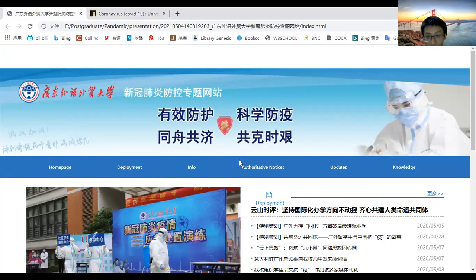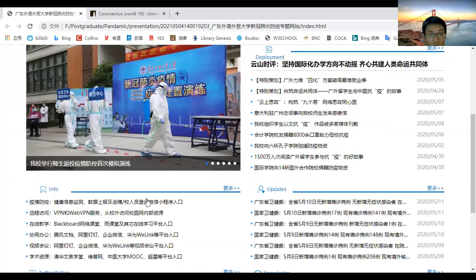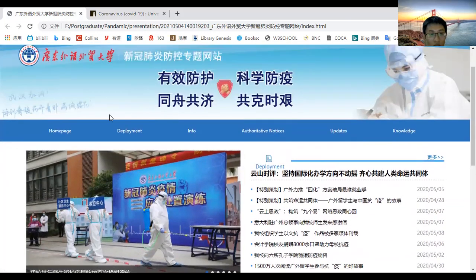While the authoritative notices is mainly about the notices and policies published by authoritative institutions, such as the government and official media. The updates is mainly about the spread and other kinds of information about the pandemic. And knowledge is about the scientific promotion of the knowledge and skills that are relevant to fighting against the pandemic. The content below is just similar to what the navigation soon tells us.